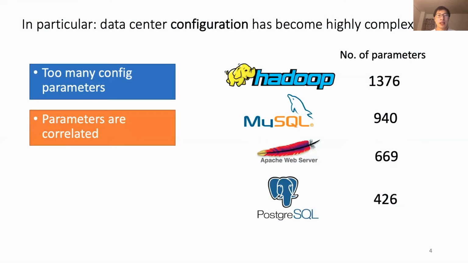One thing in particular that has become highly complex is the configuration of data center systems. Let's take a look at the common software that runs in data centers, like Hadoop, MySQL, Apache, etc. They all have hundreds to thousands of parameters that need to be configured. And what makes things worse is that many of these parameters are correlated. That means when you change one parameter, you may need to change another one.